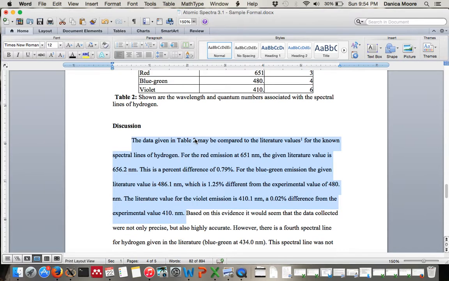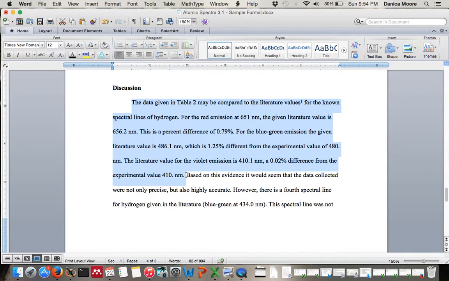You always start off a discussion section by repeating, this is the data that I found, and then you qualify how good is that data. So the next few sentences, I qualitatively talk about whether or not my data was good. So yes, it was good, and it was also accurate.